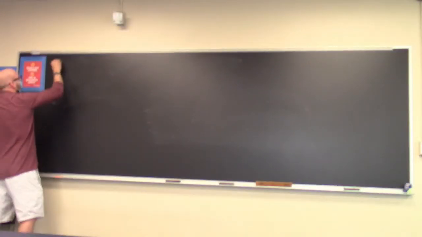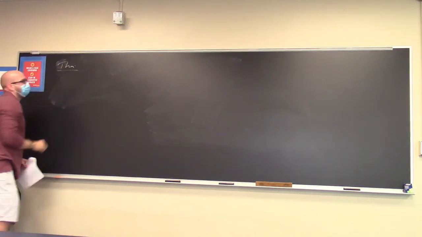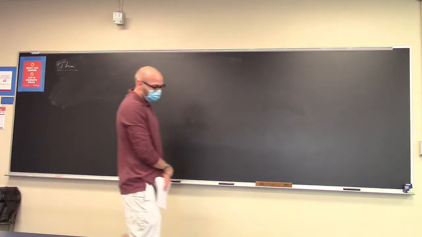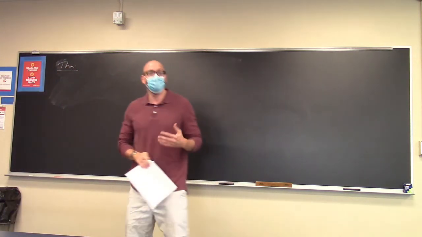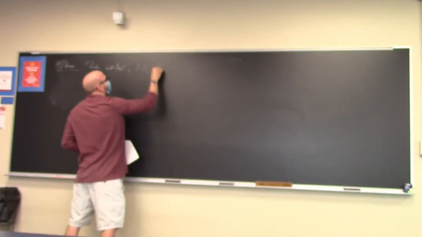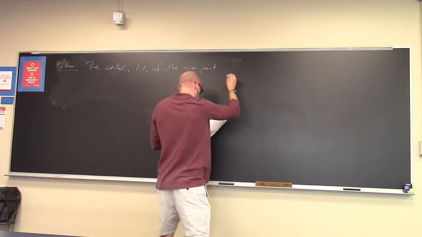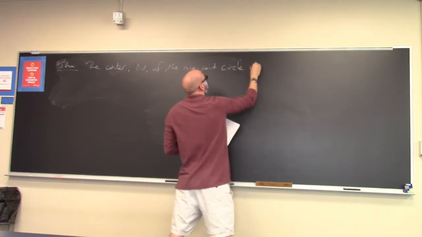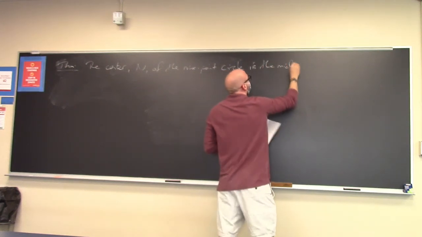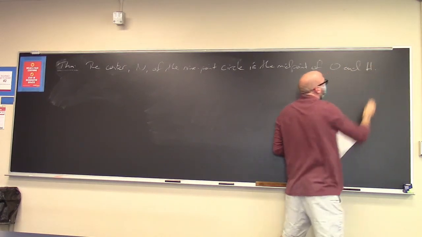So I'll just state two more theorems. I mentioned them last class, but the question is, what's the radius of the 9-point circle, and where's the center of the 9-point circle? So the center, N, of the 9-point circle is the midpoint of O and H.